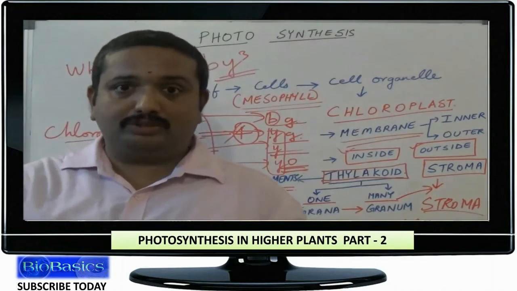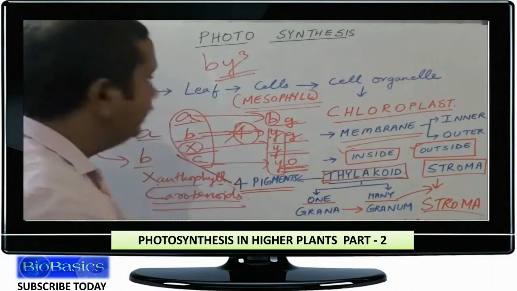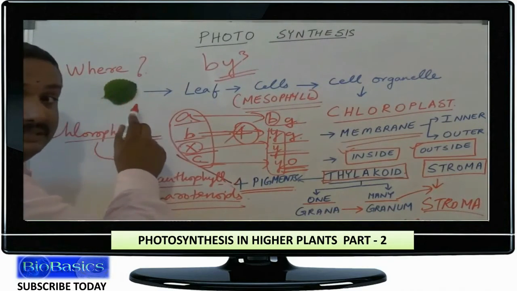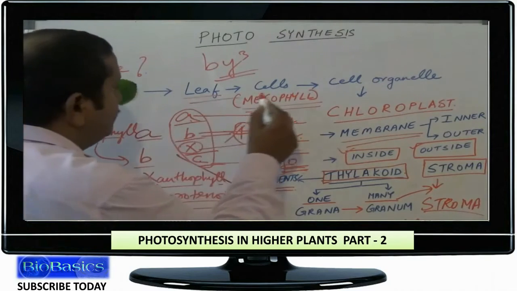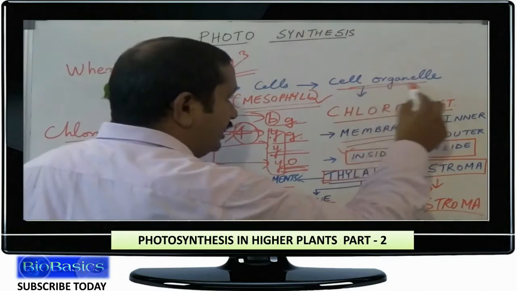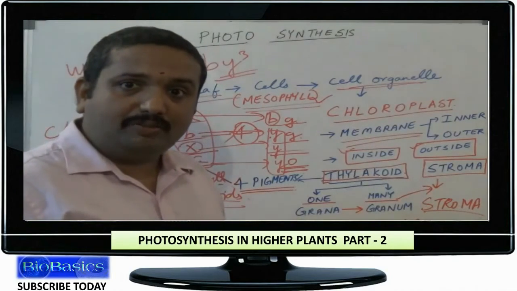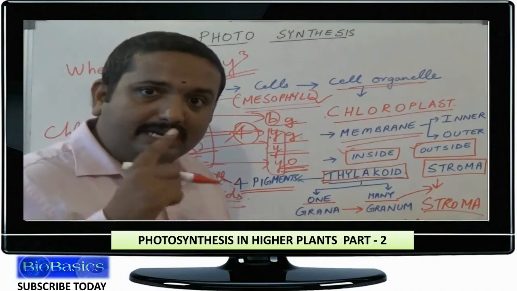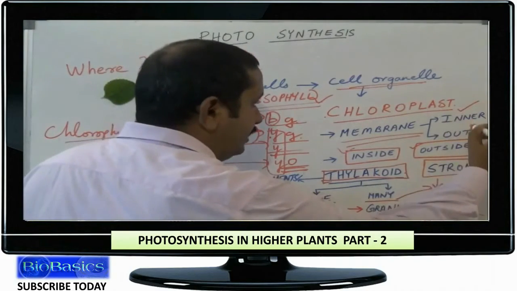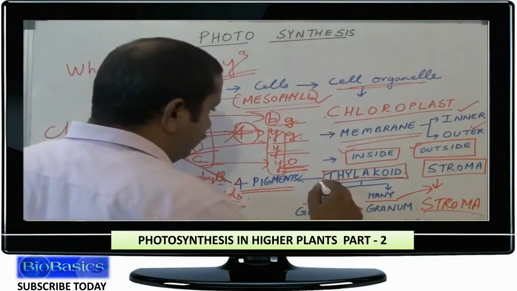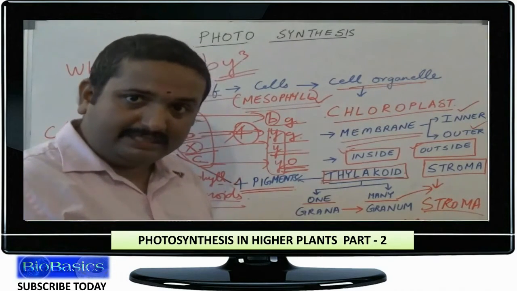Okay, so I will repeat it once again for your sake. Where does photosynthesis take place? It takes place in the green parts of the leaf. Those cells are called mesophyll cells, and inside the cells you have cell organelles, and the organelle of particular interest to us is the chloroplast. The chloroplast has an inner and an outer membrane, and inside the chloroplast you have what are called thylakoids, which are specialized structures.